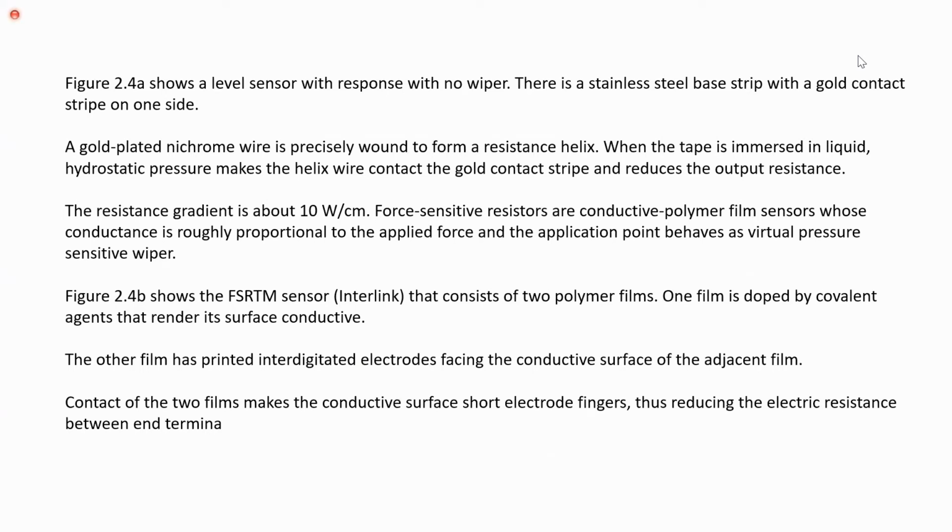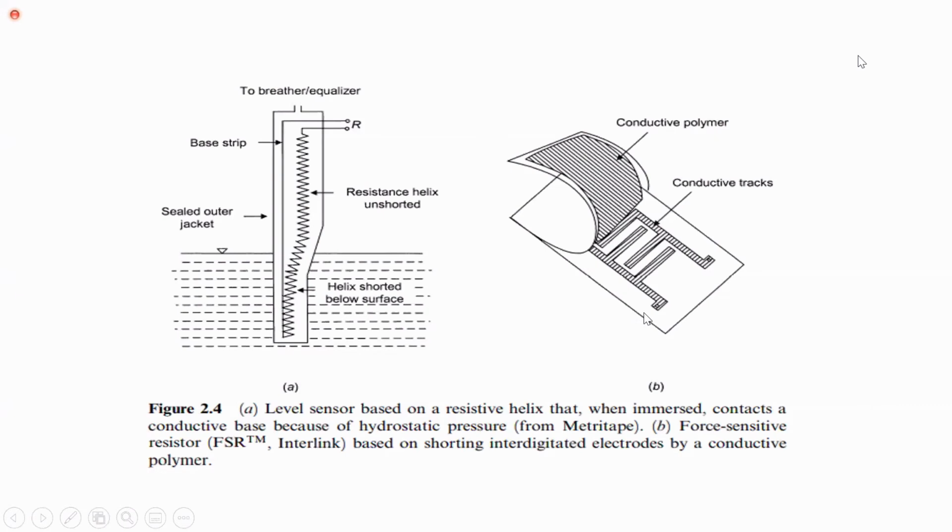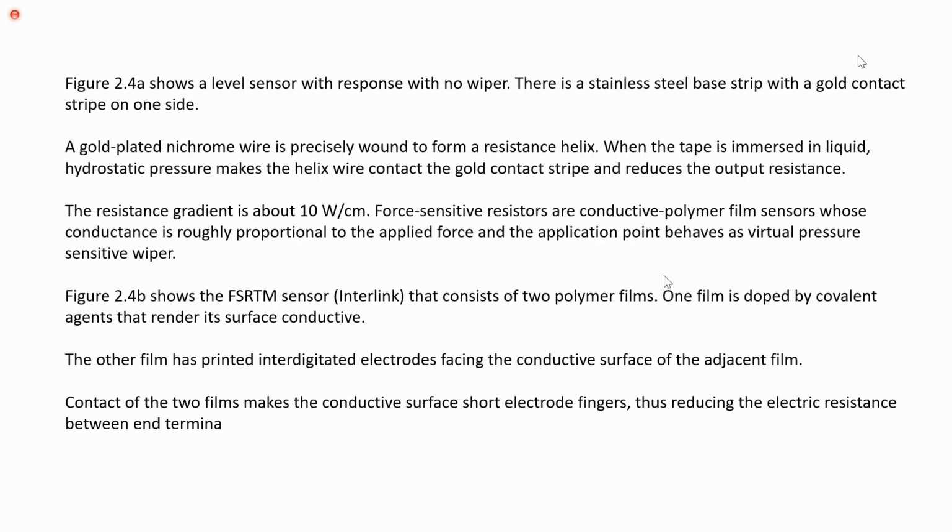Figure 2.4b shows the FSR-TM sensor from Interlink that consists of two polymer films. Here we have two polymer films. If you make this first plate contact the second plate, we will get a different resistance.